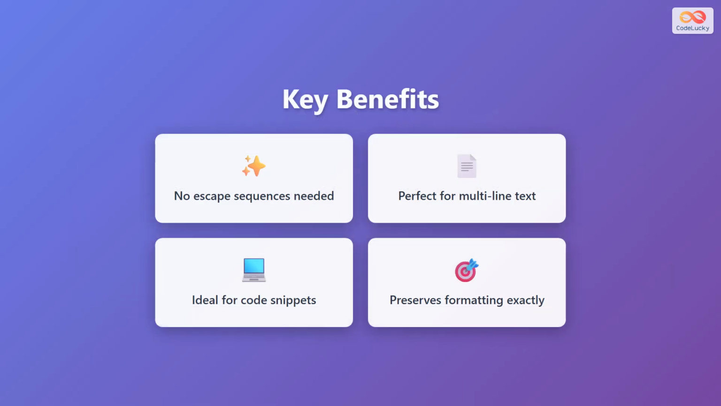Raw strings offer 4 major benefits. First, no escape sequences are needed, making your code simpler. Second, they're perfect for multi-line text where you need to preserve formatting. Third, they're ideal for embedding code snippets from other languages. And fourth, they preserve formatting exactly as you type it, including whitespace and line breaks.